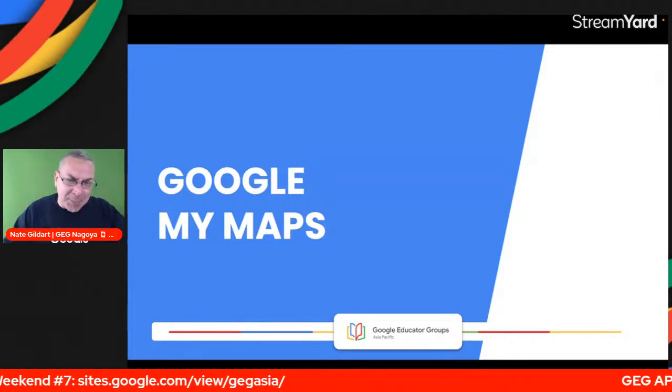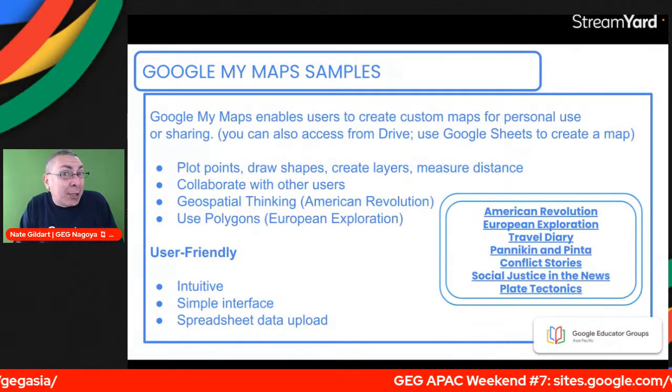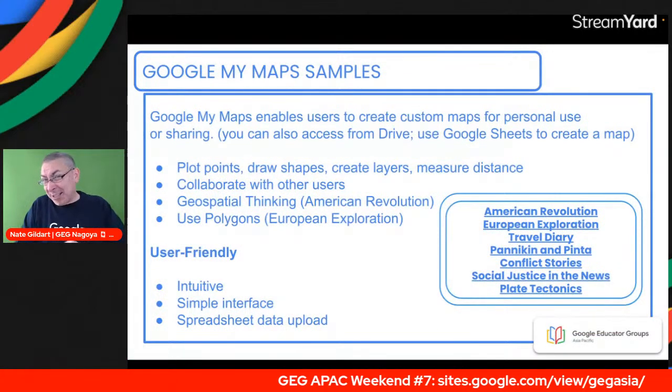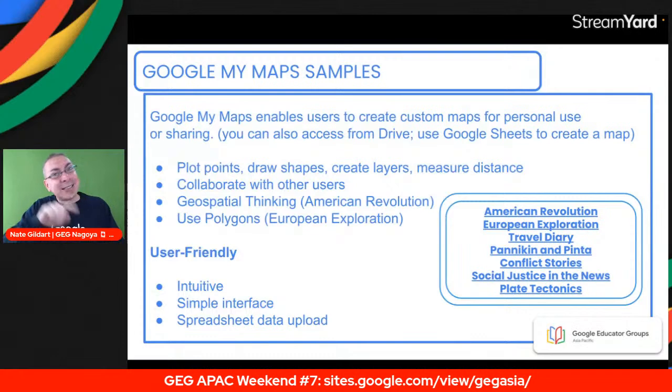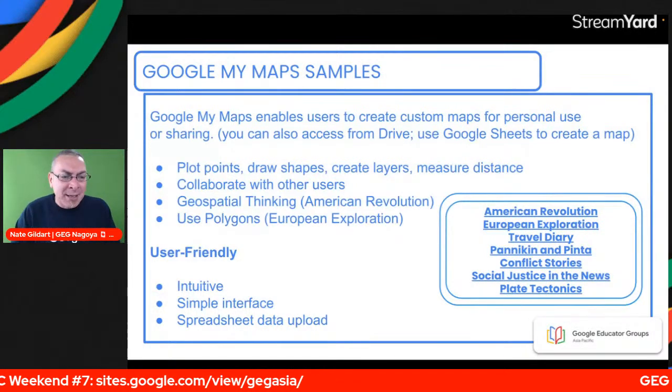All right, next up, we're going to go with Google My Maps. And Eben, not sure how you pronounce your name, I apologize. But if you got some ideas, post them in the chat. If you got some links of things you've made or that kind of thing.